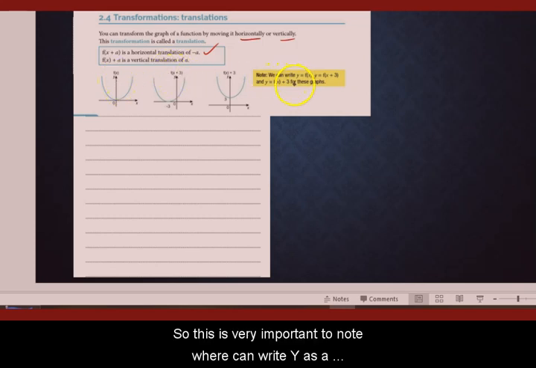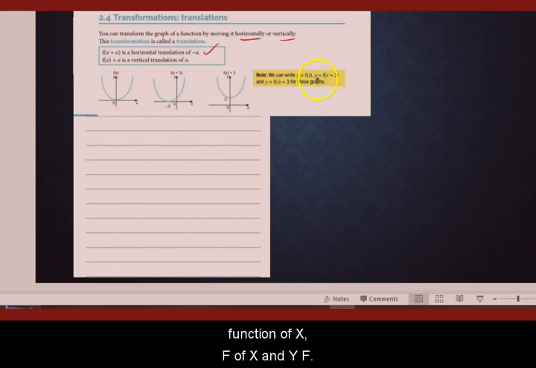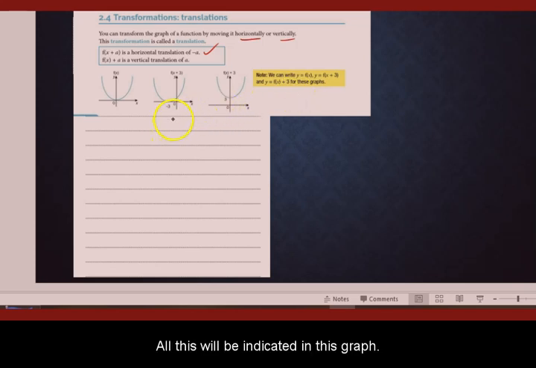We can write y as a function of x, f(x), and y = f(x) + 3. So all this will be indicated in this graph. Let's see by example.